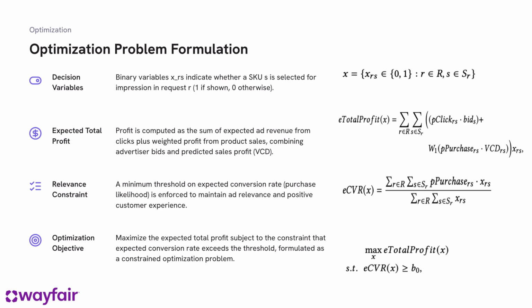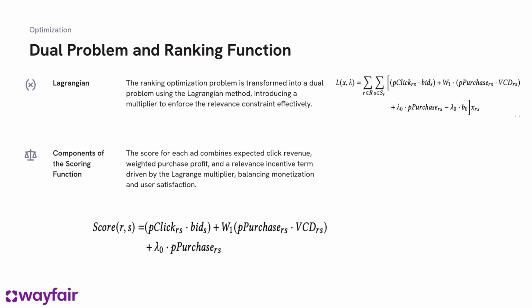We pose this problem as a constrained optimization problem where our goal is to maximize expected total profit with a constraint on relevance, which is represented as expected conversion rate in this formulation. To solve this, we transform the problem into the dual problem using the Lagrangian method, which introduces a Lagrange multiplier lambda 0. The solution to this dual problem is the scoring function, which is shown here, which has three components. The first two are the profit terms, and the third component is the relevance term.